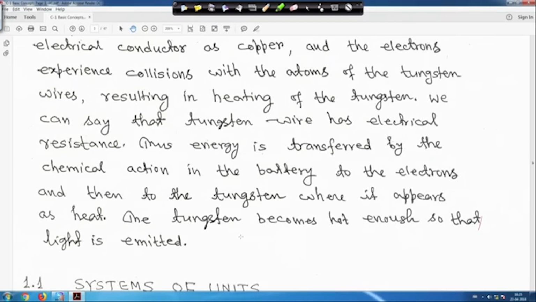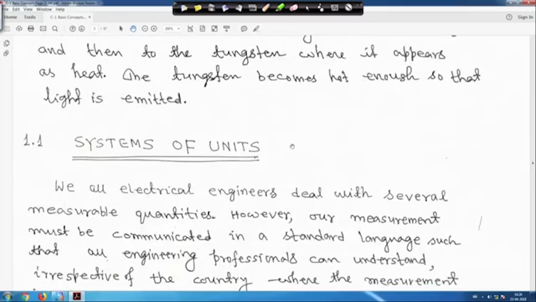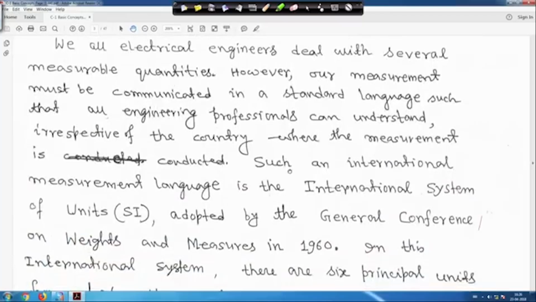So, this is the basic philosophy of a simple circuit: a simple DC voltage source, a simple switch, wires, and your tungsten lamp, whatever you see as 40, 60, 80 or 100 watt bulbs. So, now the system of units.